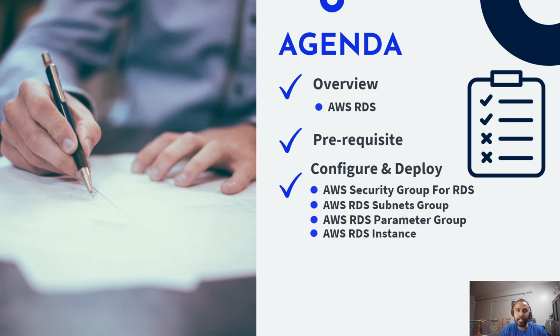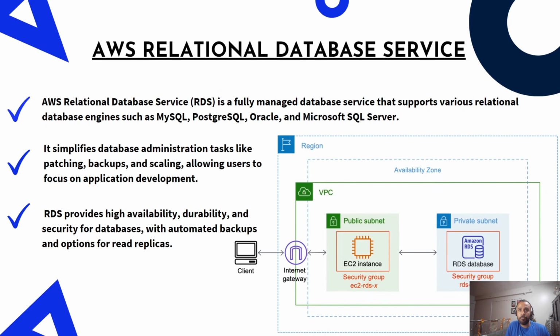Then we would be going ahead and creating RDS parameter group where we will give all the parameter values that are required as part of our RDS provisioning. Then finally, we will go ahead and configure the RDS instance properties and arguments and launch it accordingly. Now let's go ahead and see our first overview, that is AWS Relational Database Service.